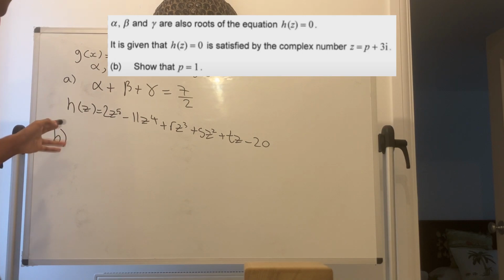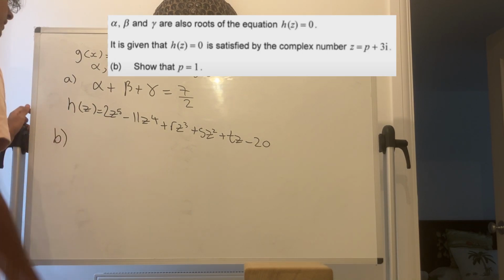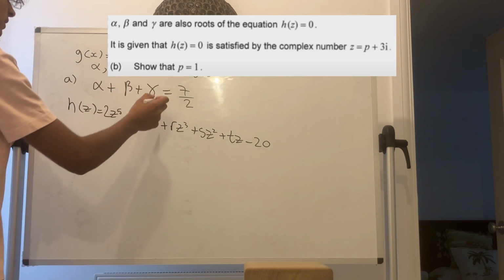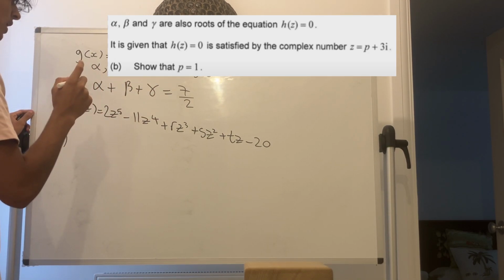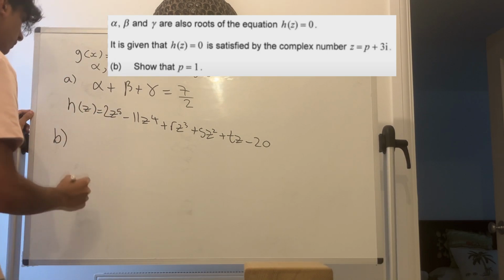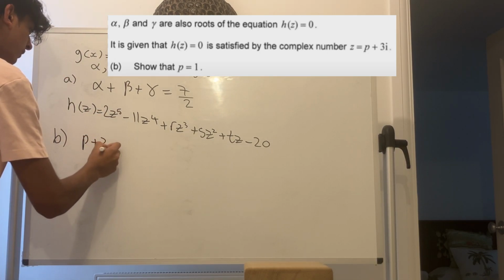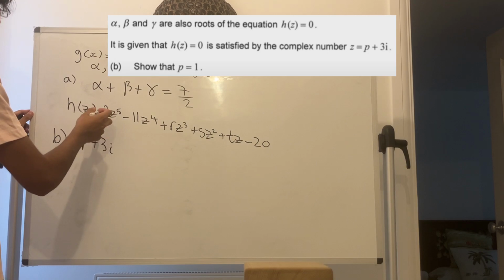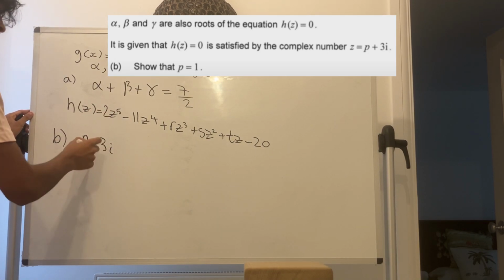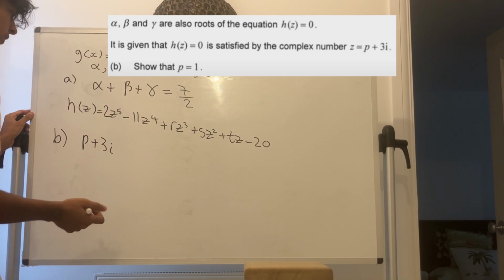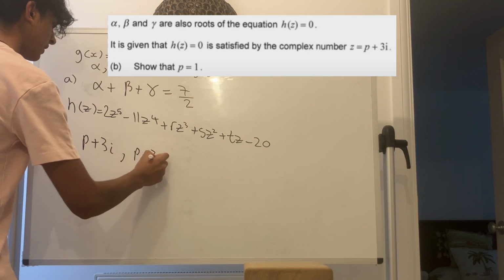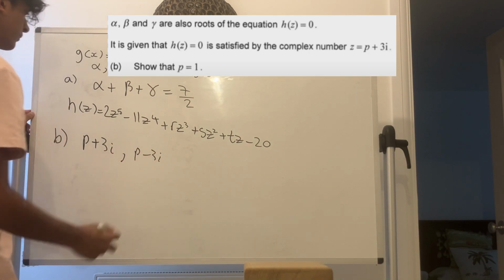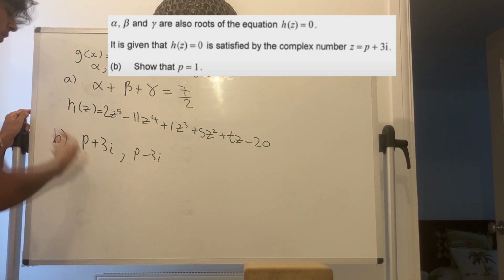Now for part B, we're given a polynomial of degree 5, h of z. We're also given that alpha, beta, gamma are the roots of h of z, and we also have another complex number, p plus 3i, which is a root of h of z. And if p plus 3i is a root of h of z, we know from the conjugate root theorem that p minus 3i is also a root. And we're asked to show that p equals 1.